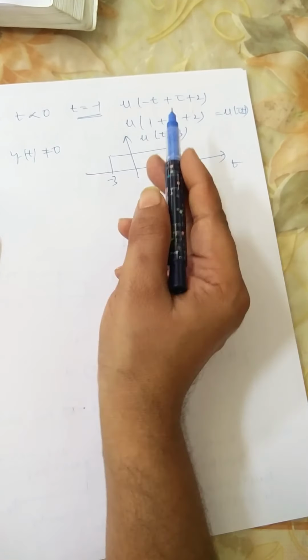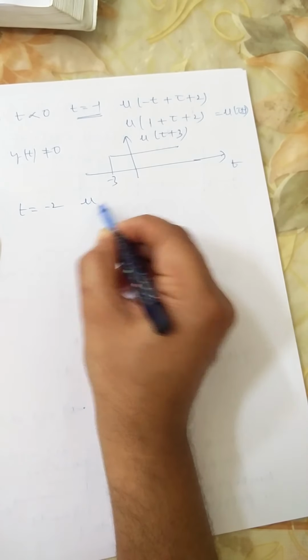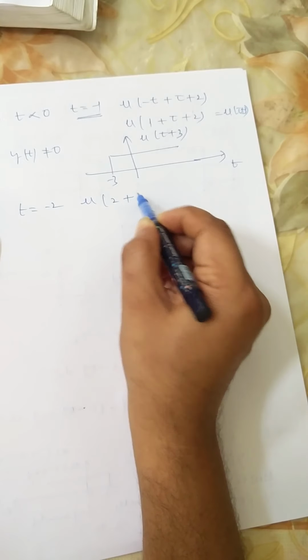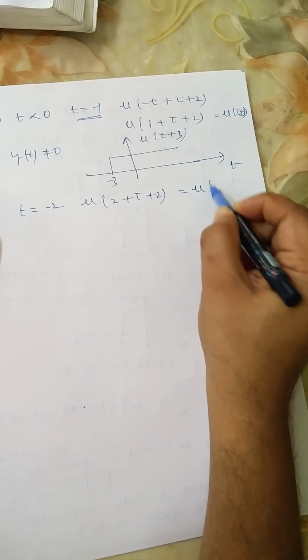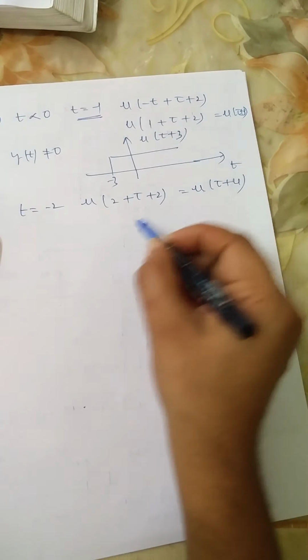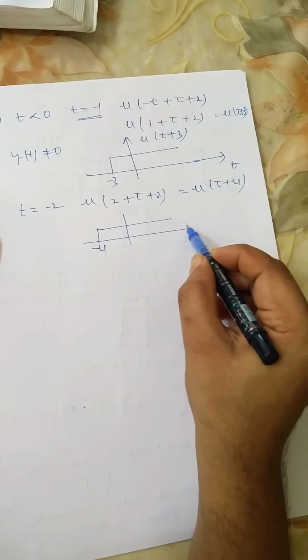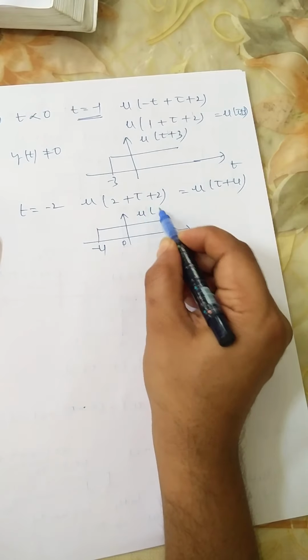Similarly, I can take t equal to minus 2. If I take t equal to minus 2, you'll get u of plus 2 plus tau plus 2. It will become u of tau plus 4. It exists from minus 4 to plus infinity. This is u of tau plus 4.